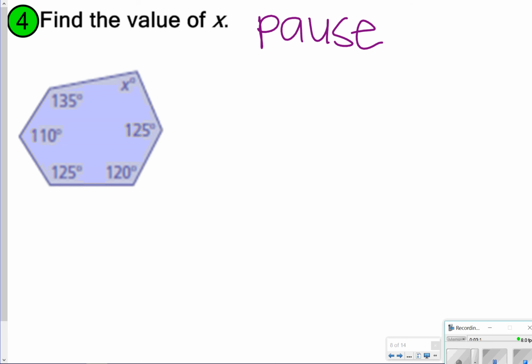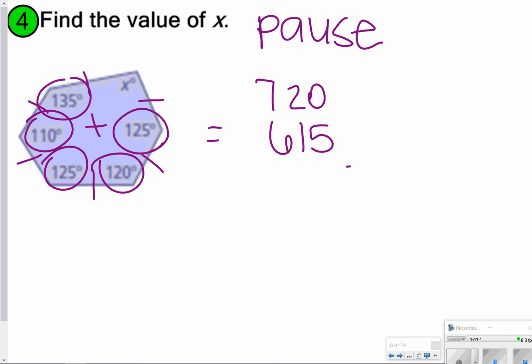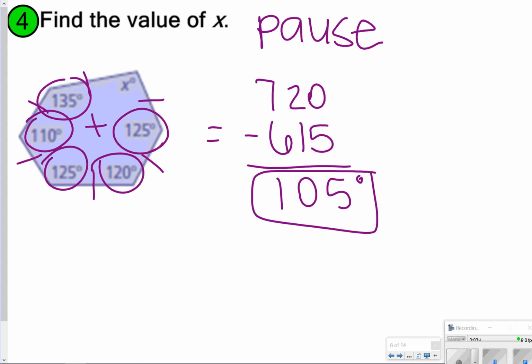Again, adding these all together, you should have added 135 plus 110 plus 125 plus 120 plus another 125, and you get 615. This is a 1, 2, 3, 4, 5, 6-sided figure, and 6-sided figures have 720 degrees. So we're just going to subtract 720 and 615 for number 4 to get 105 degrees for x.